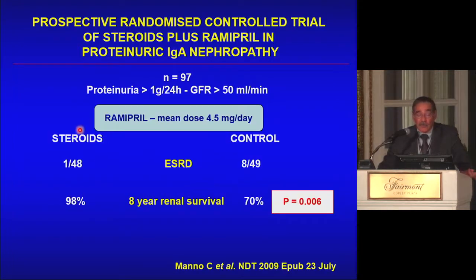If you look at the group here that got steroids, 1 of 48 had end-stage renal disease at 8 years. The control group, 8 of 49. 8-year renal survival, 98% versus 70%, randomized control trial. So again, 3 relatively strongly positive trials. Now, in a minute or two, I'm going to have to explain how that clicks with the STOP-IgA trial, which recently came out in the New England Journal.